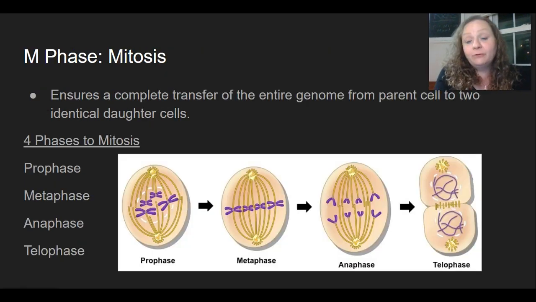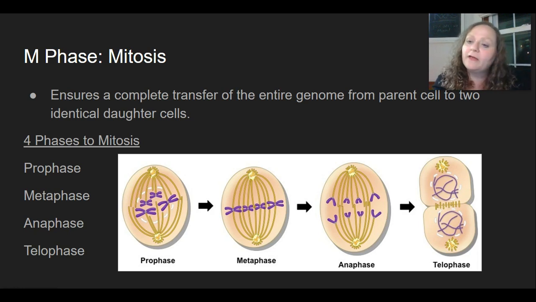So we're going to continue now through M phase, mitosis. M phase just ensures a complete transfer of the genome from a parent cell to two identical daughter cells. Mitosis has 4 phases: prophase, metaphase, anaphase, and telophase, which are listed here. If you don't recognize these, you need to make sure that you do. Draw these out, label them. In the next couple of slides, we're going to talk about what happens in each of these phases.